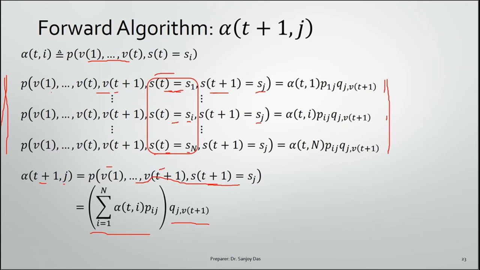So the transition could have been from any state I equals 1 through n, this transition, st to st plus 1. And we are summing it all up to get summation alpha ti pij. So this is the probability of being in state Sj at time t plus 1, regardless of what was at time t. And this is the output probability at time t plus 1.